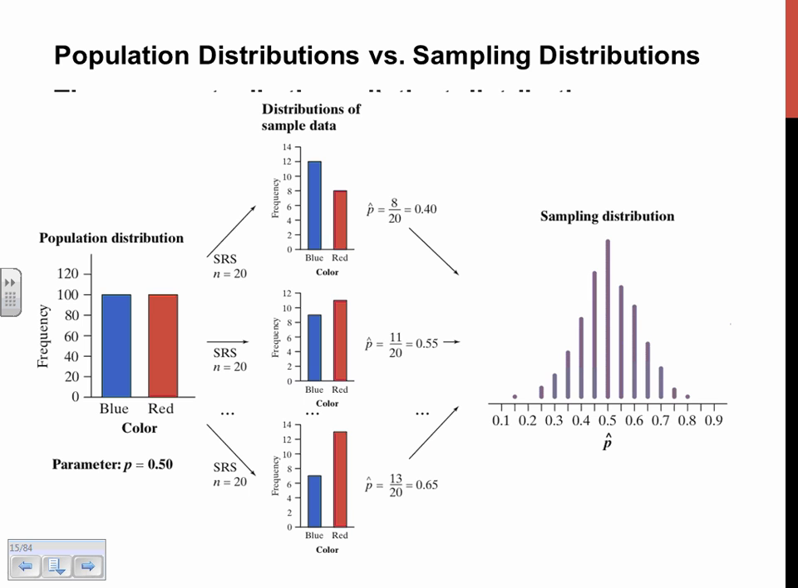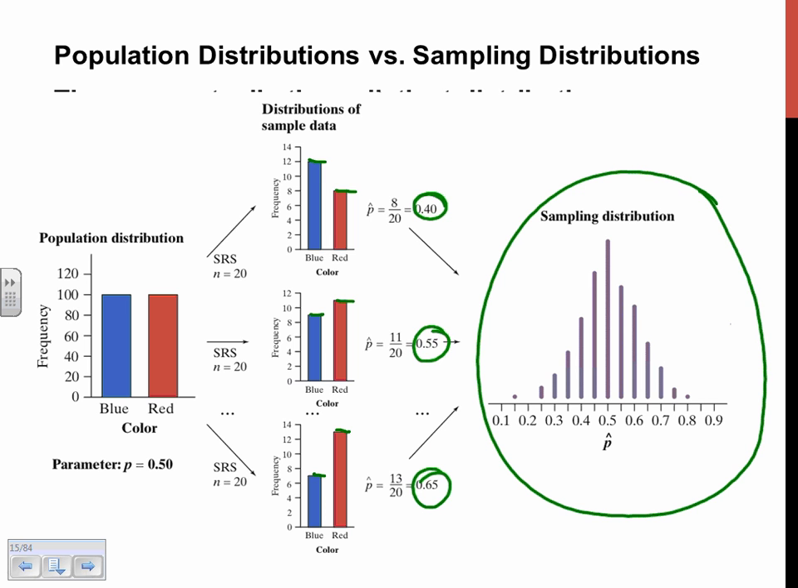And this is what happened for one student. They got 8 red, 12 blue. So there was their sample proportion. This student got 9 blue, 11 red. So here's theirs. This student got 7 blue, 13 red. There's their sample proportion. Putting all those possible samples together, after doing it over and over and over, you get the sampling distribution of everything that could happen. Hopefully that helps clear it up a little bit.